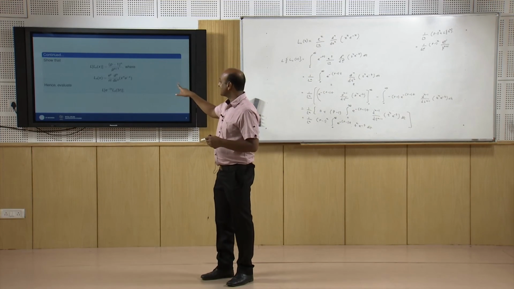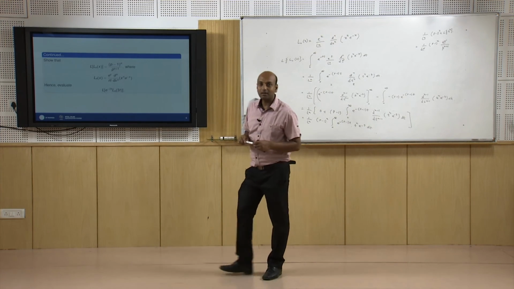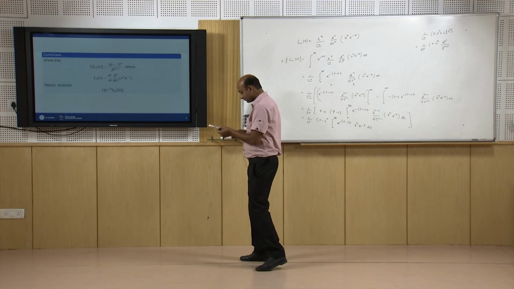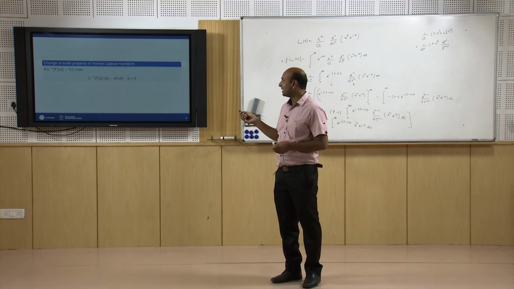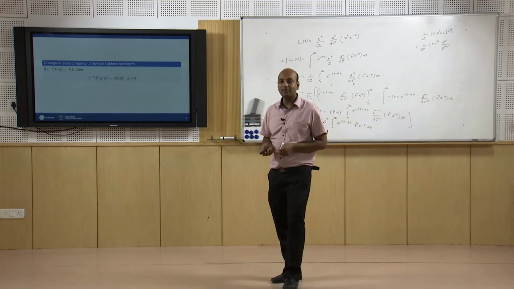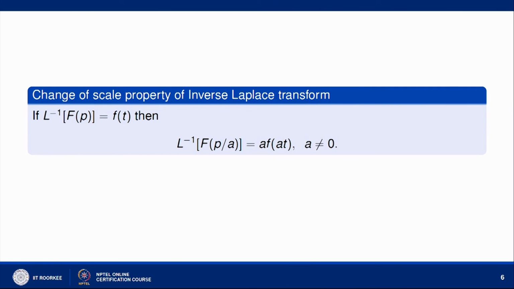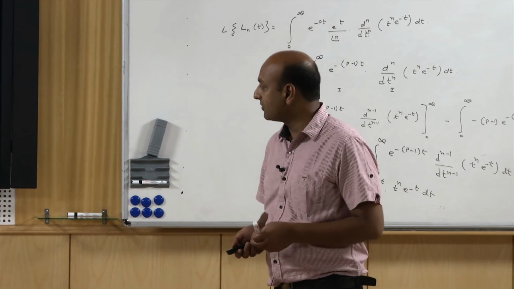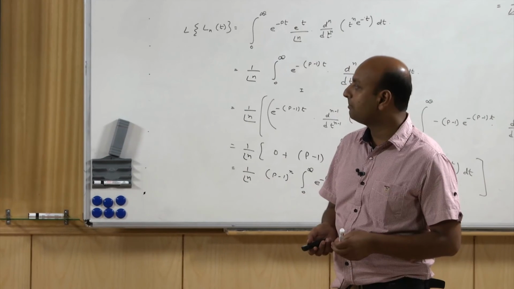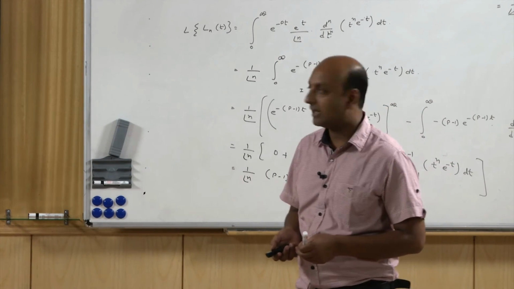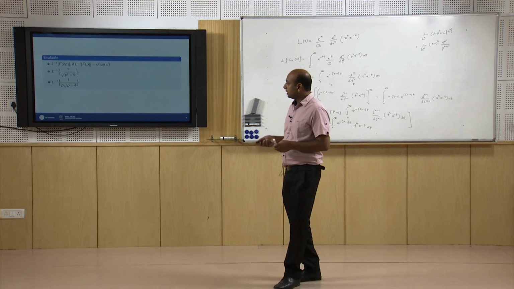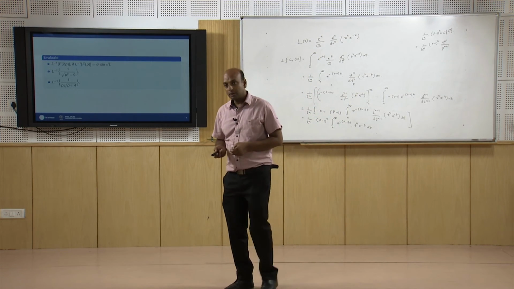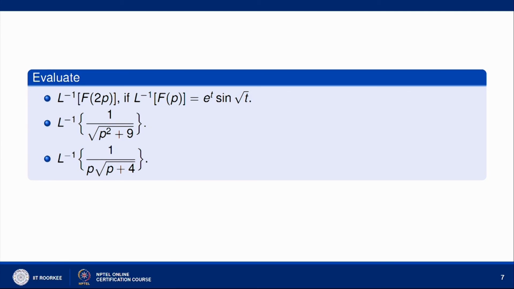Now, using the scaling property and the shifting property, we can solve the remaining part. The Laplace change of scale property can be read in terms of the inverse also. If the Laplace inverse of f(p) is f(t), then the Laplace inverse of f(p/a) is nothing but a f(at), if a is not equal to 0. These problems we can easily solve using this property.